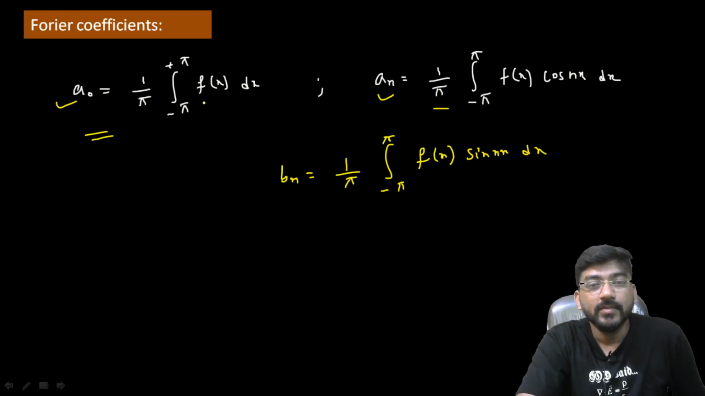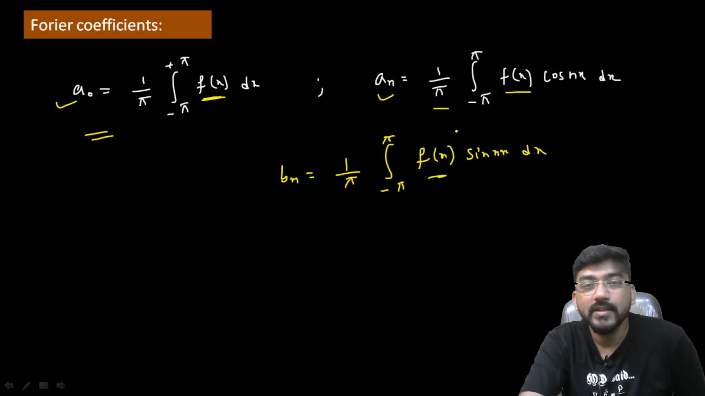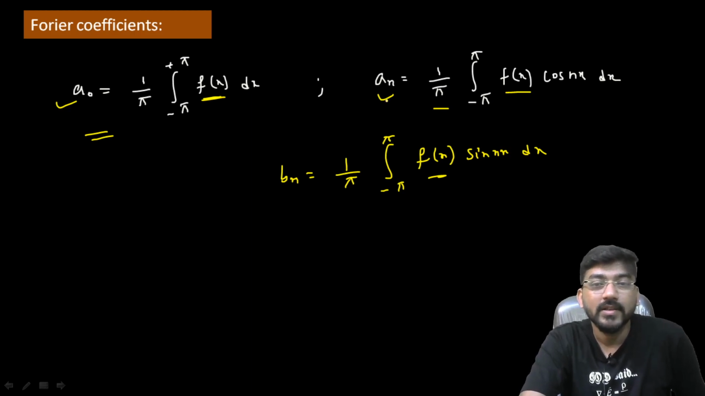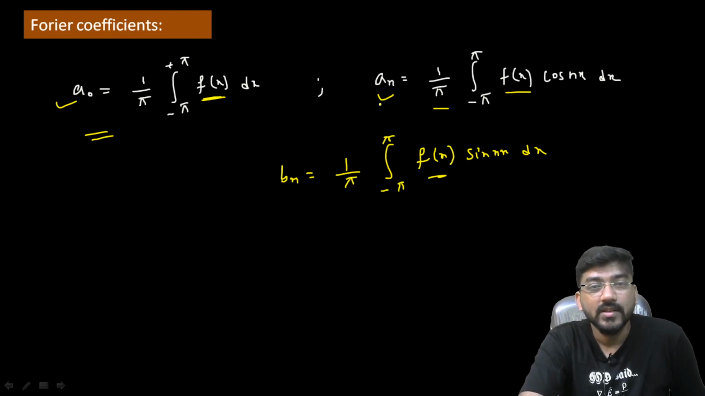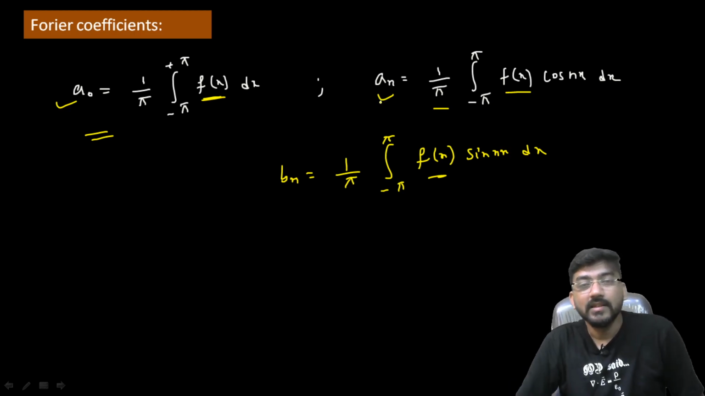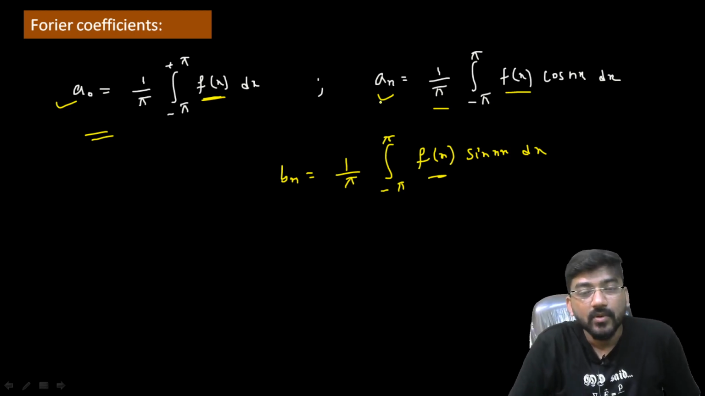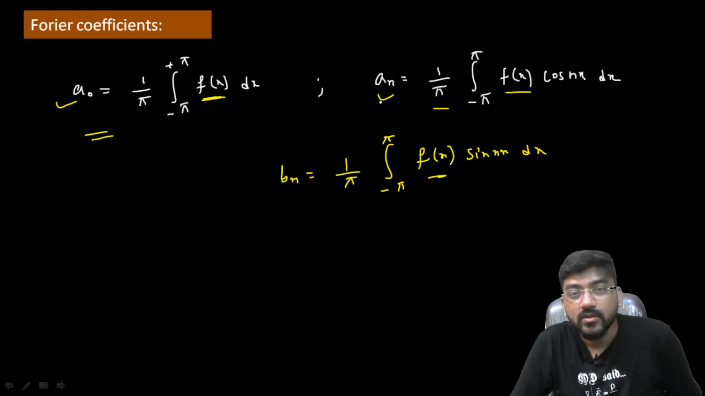Now if they give you f of x within a certain interval, then you can easily find out a0, an, bn with the help of this integration, and you can expand the function f of x in terms of sine and cosine series by substituting into the series. In the next class I will see some problems based on these Fourier coefficients or this theory, and then we will move on to further concepts also.